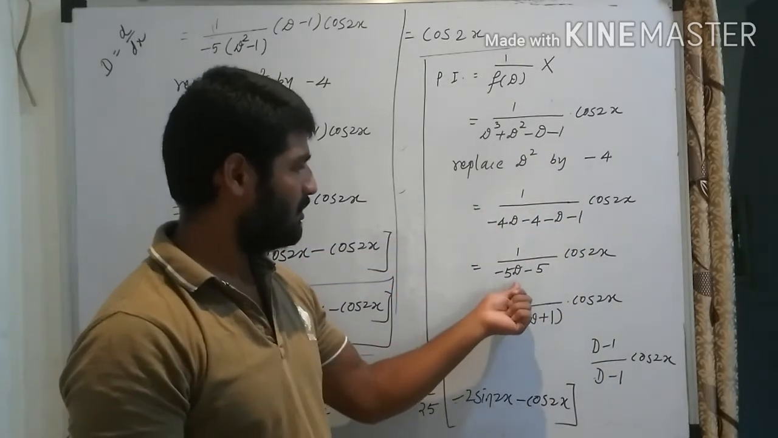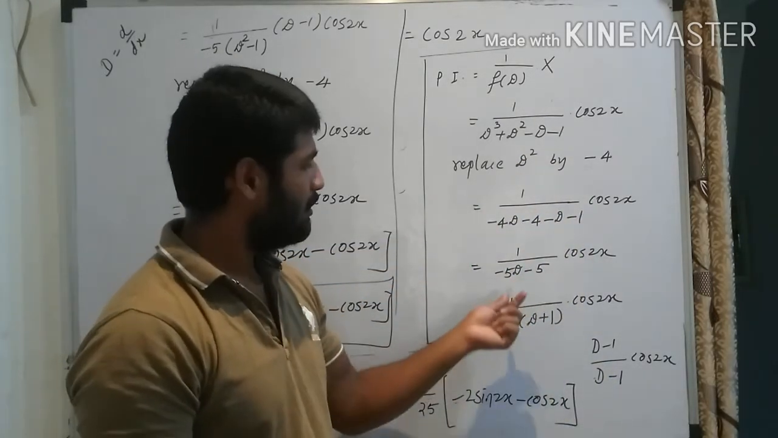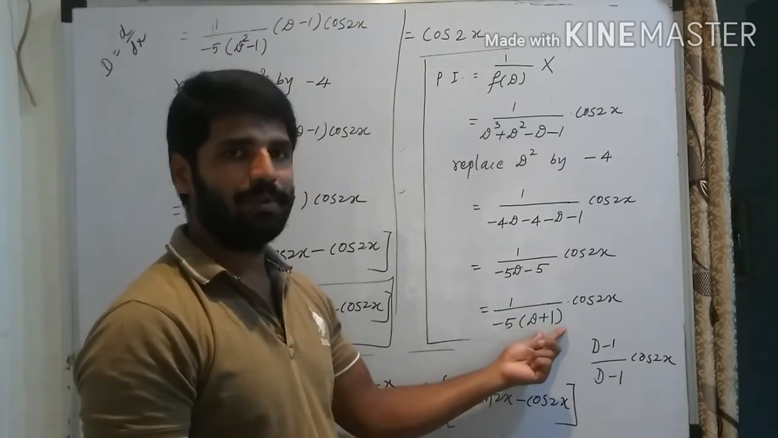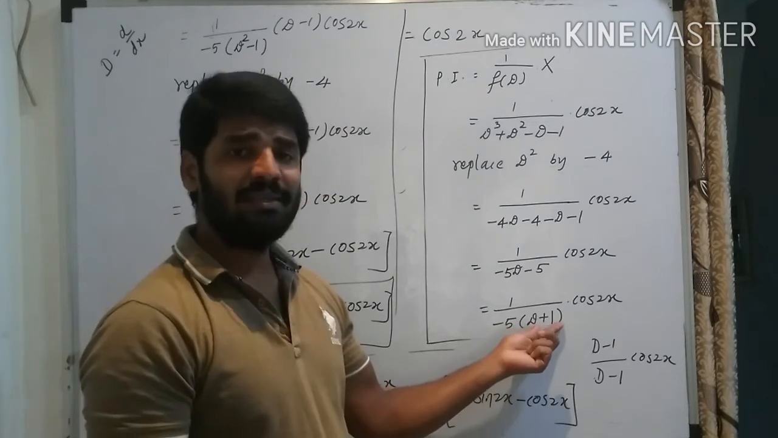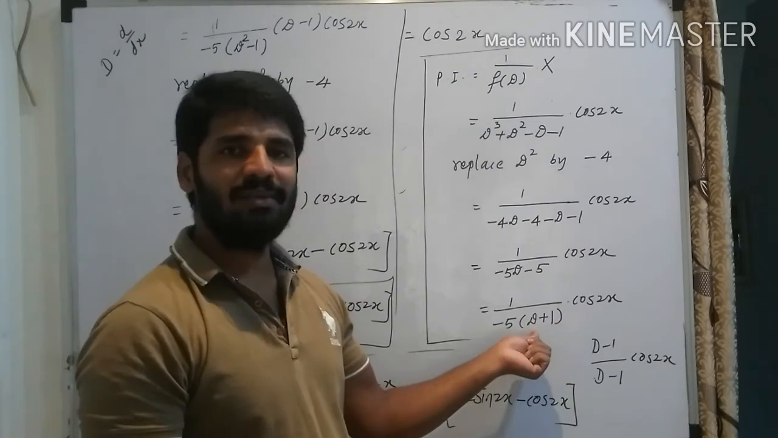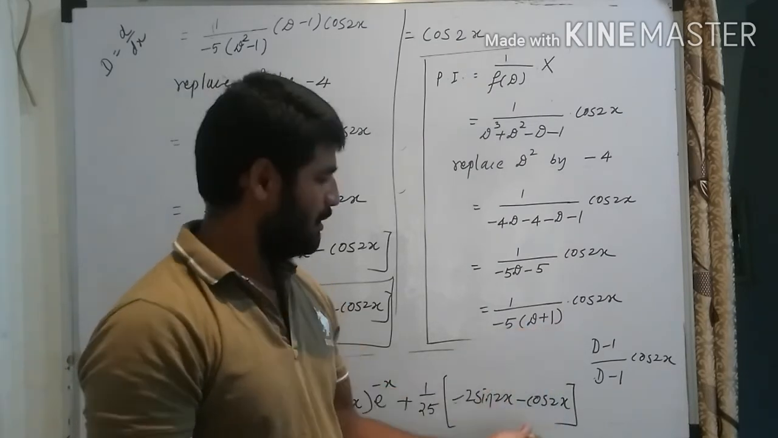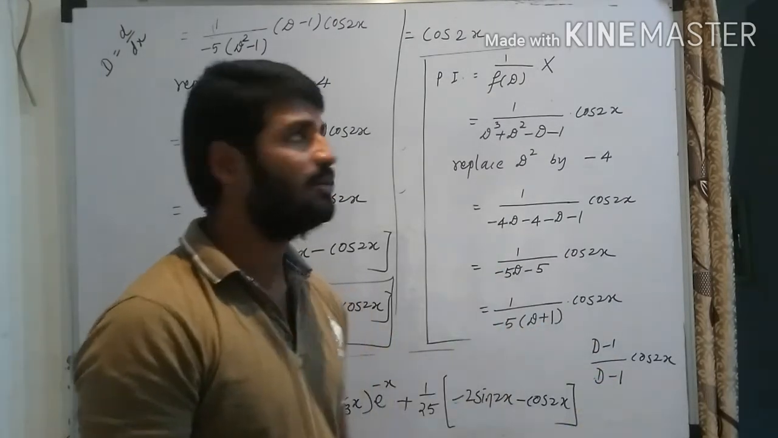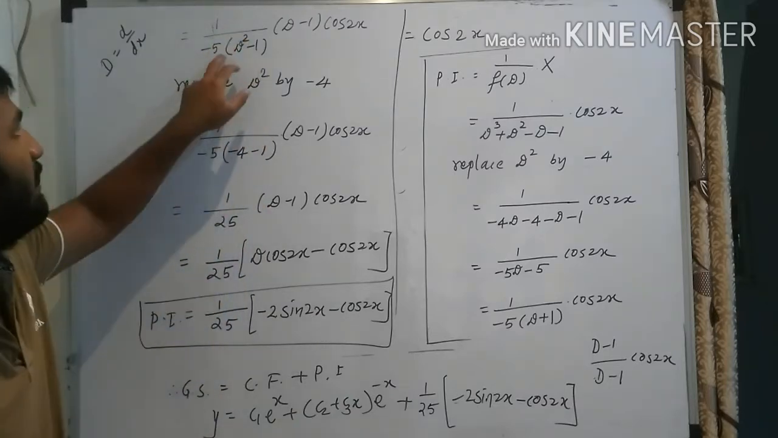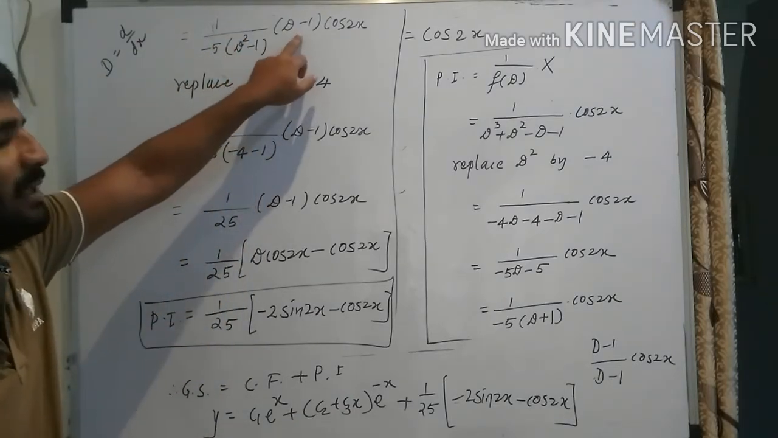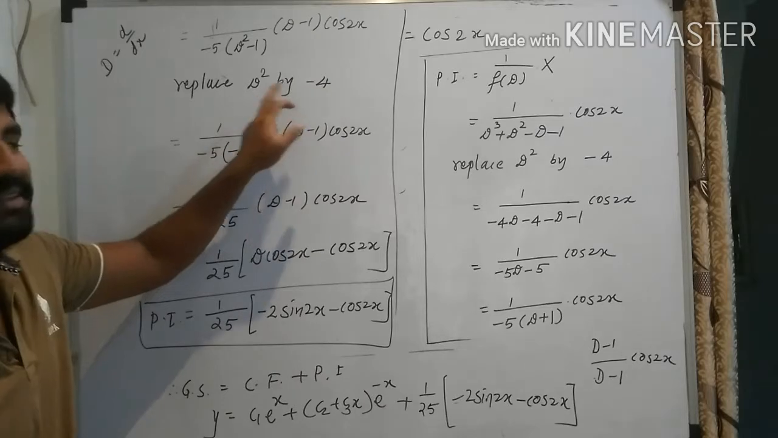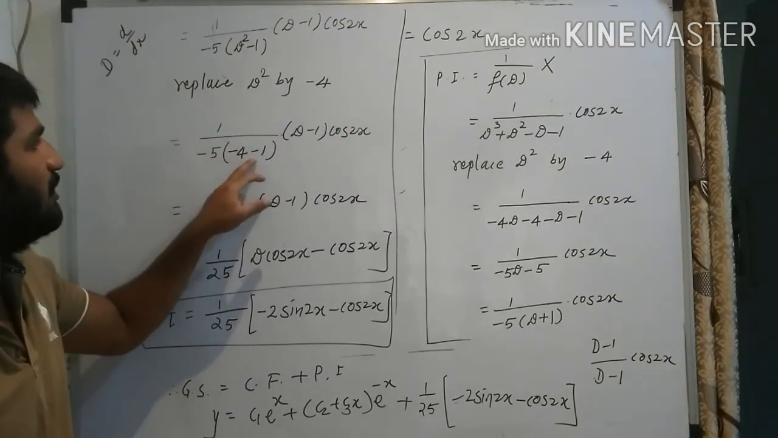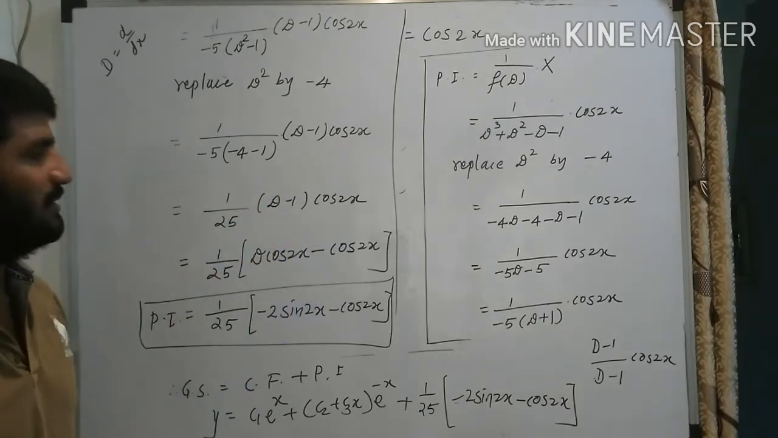Now after simplifying, we get minus 5d minus 5. Here minus 5 is a common term, so taking minus 5 outside, here remains only d plus 1. Now the denominator contains d, so we have to convert this d into d square by rationalization. So we take the same factor by changing the middle sign, and divide and multiply by this factor. So we get 1 upon minus 5 (d square minus 1), d minus 1 as it is, cos 2x. Again replacing d square by minus 4, we get 1 upon minus 5 (minus 4 minus 1), this d minus 1 into cos 2x as it is.